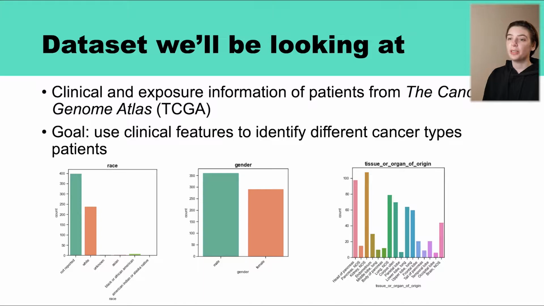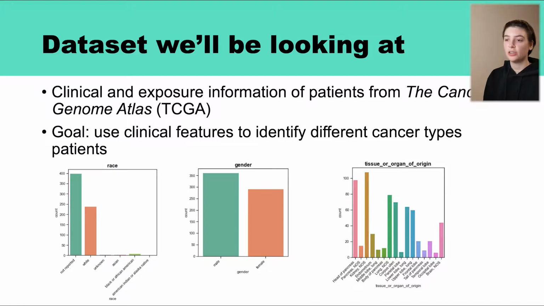So the data set that we'll be looking at is clinical and exposure information for patients from the Cancer Genome Atlas, which is a really large resource and consortia of patient samples. And we've decided to stick to clinical and exposure information today because we have yet to go into biological data types such as gene expression and DNA methylation. And it kind of gives an intuitive example of what we're looking at.